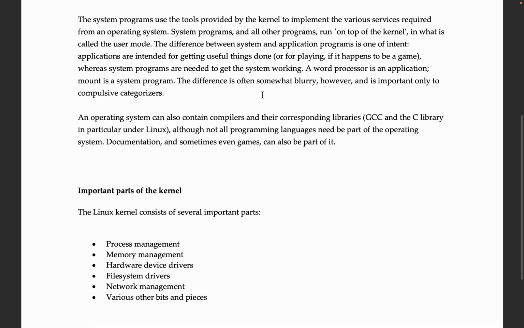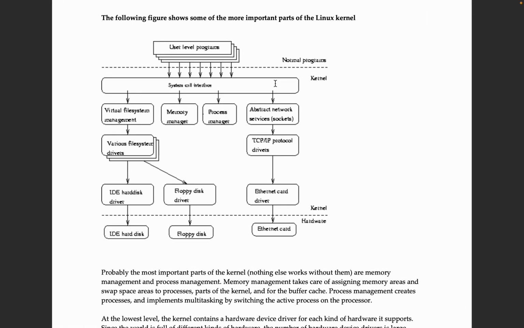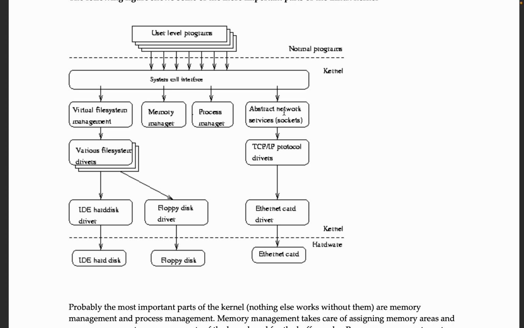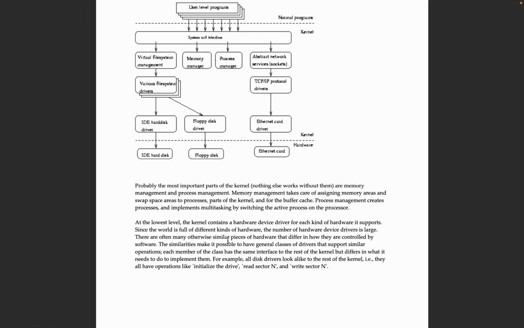And now we're going to see the important parts of the kernel: process management, memory management, hardware device drivers, file system drivers, network management, and various other bits and pieces. So, the following figure shows some of the most important parts of the Linux kernel: the user level programs, system call interface, virtual file system management, memory management, process manager, and abstract network services, TCP/IP protocol drivers, Ethernet card driver, and various file system drivers such as IDE hard disk driver and floppy disk driver. So, probably the most important parts of the kernel are memory management and process management.